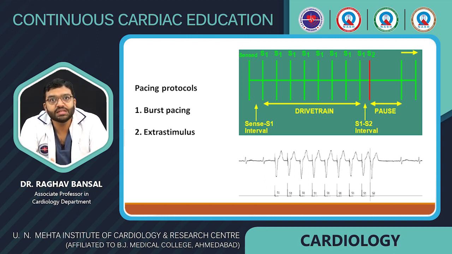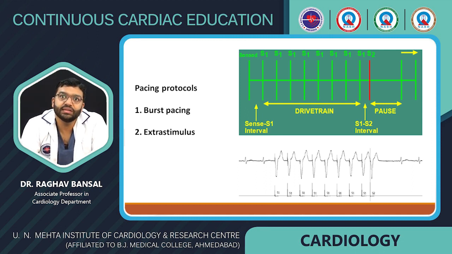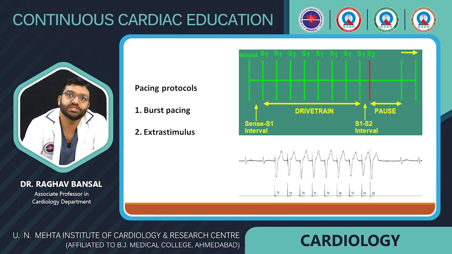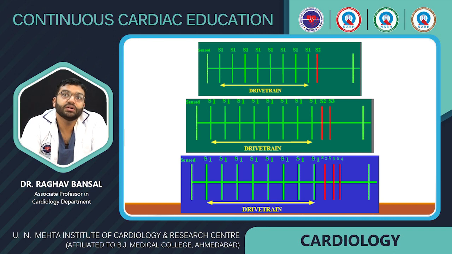So in this we give a basal drive train of 5 to 8 beats of S1 stimulus, and then we give an extra beat which is the S2, which is at a different cycle length, mostly shorter cycle length. This is called an extra stimulus, and we check what happens after the extra stimulus. This is called the extra stimulus testing. Extra stimulus can be 1, 2 or 3. The first extra stimulus is called S2. If we give 2, it is called S2 and S3. If we give 3, it is called S2, S3, S4. This can be of variable cycle lengths, and we can test the conduction system or the electrical properties of the heart with giving different extra stimuli.